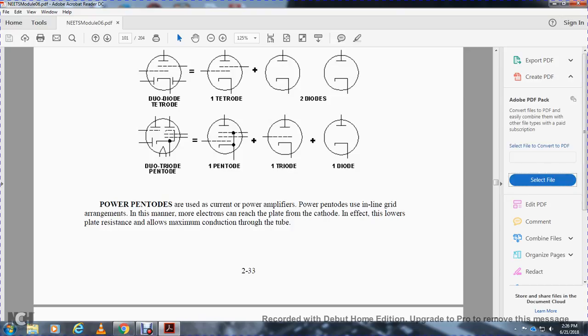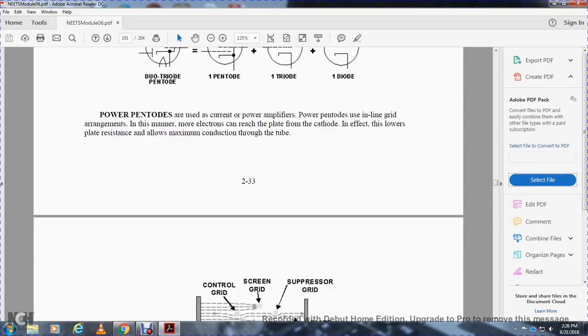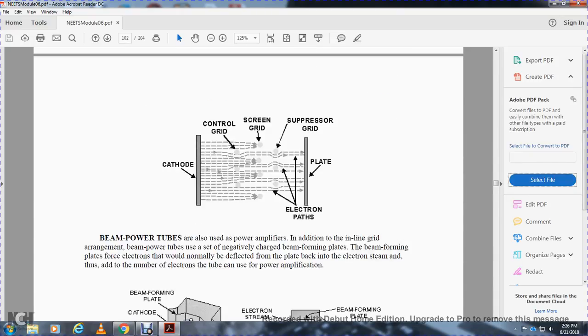The grids are arranged in such a manner that more electrons can reach the plate from the cathode, and the lower plate resistance allows maximum conduction through the tube. Shown are the cathode, control grid, screen grid, suppressor grid, plate, and electron path.